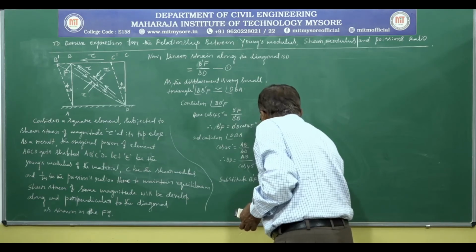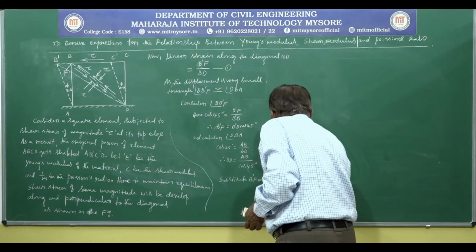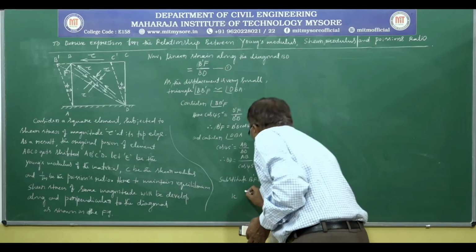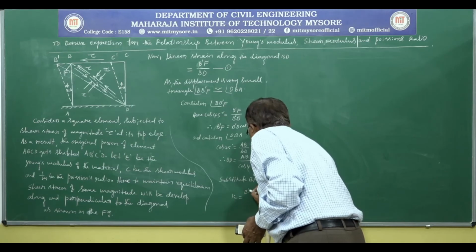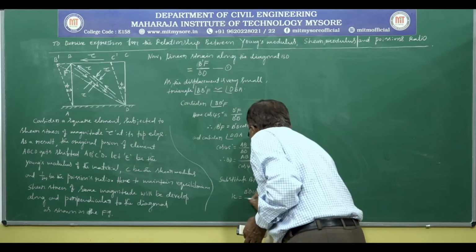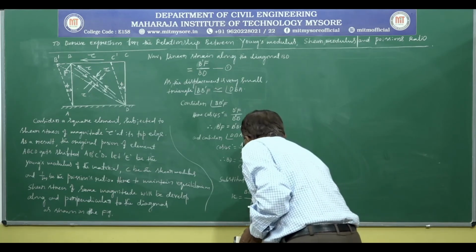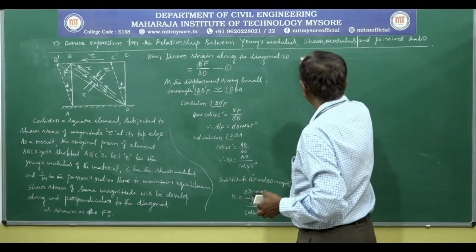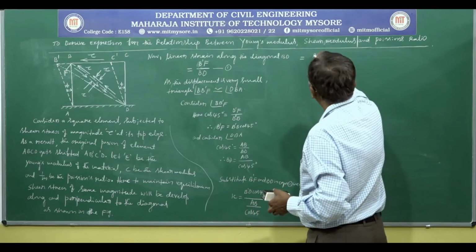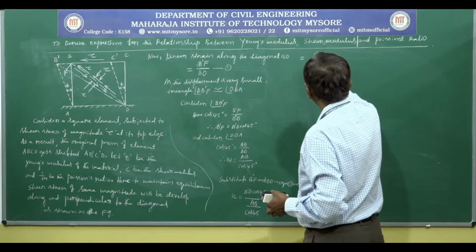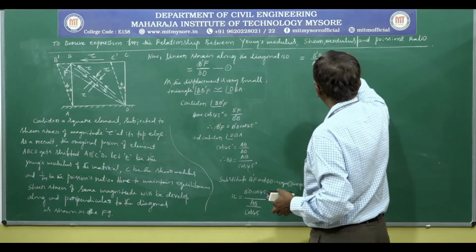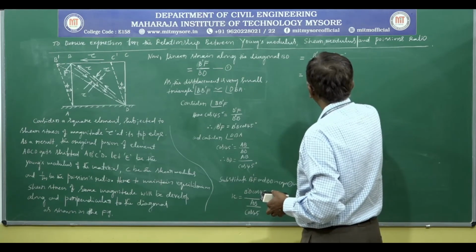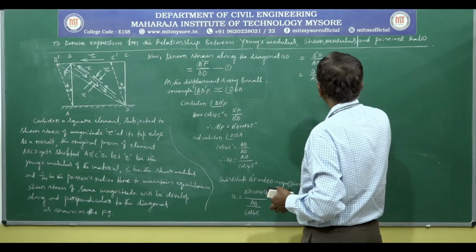Substitute B'F and BD in equation 1. We get B'F divided by BD is B'B cos 45 divided by AB divided by cos 45, that is equal to B'B divided by AB cos squared 45 degrees. Cos squared 45 is nothing but half.